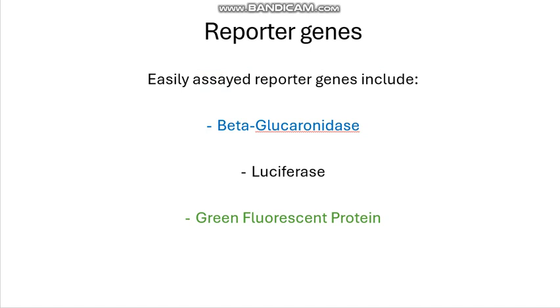Easily assayed reporter proteins include beta-glucuronidase, which we shortly call GUS, luciferase, and green fluorescent protein that we shorten to GFP. In this video, we're only going to talk about beta-glucuronidase and the green fluorescent protein. We're not going to worry about luciferase here.